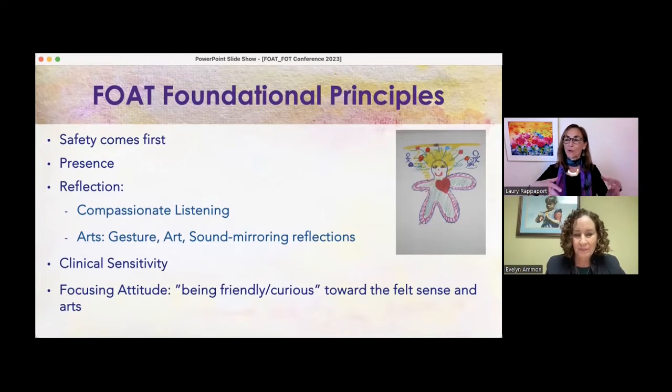And in FOAT, we can reflect with more than words.